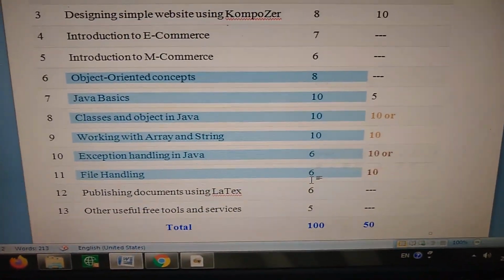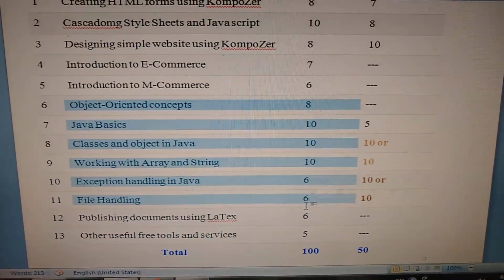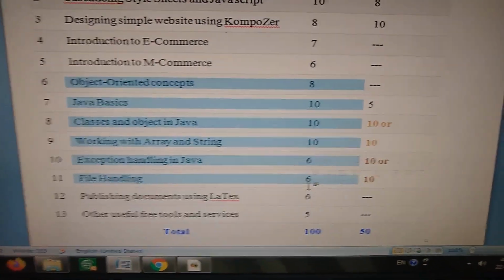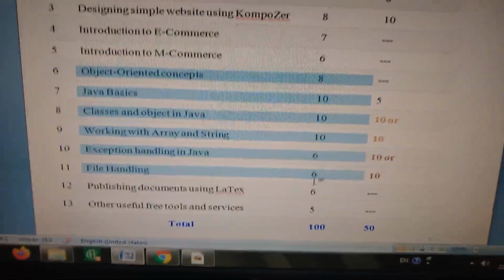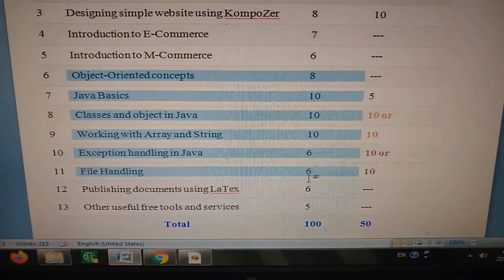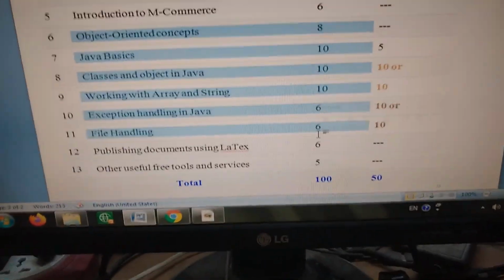We would like to start with chapter number 4, because for chapters 1, 2, 3 I require some board work, which is not feasible right now. So let's start chapter number 4. Textbook page number 72. Introduction to e-commerce.